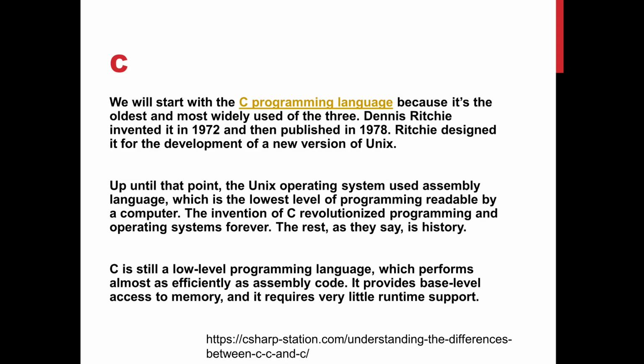So let's start with C. Let's understand what C is. C is the oldest and most widely used of the three. Dennis Ritchie invented it in 1972 and published in 1978. Basically, Ritchie designed it for the development of a new version of Unix. Up until that point, the Unix operating system used assembly language, which is the lowest level of program readable by a computer. The invention of C revolutionized programming and operating systems forever.